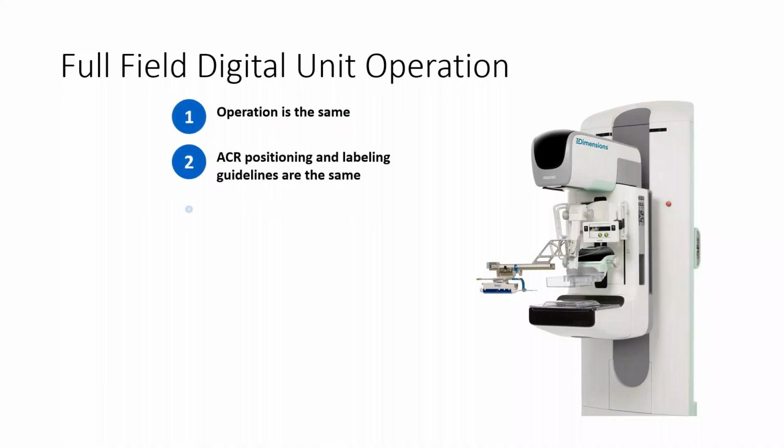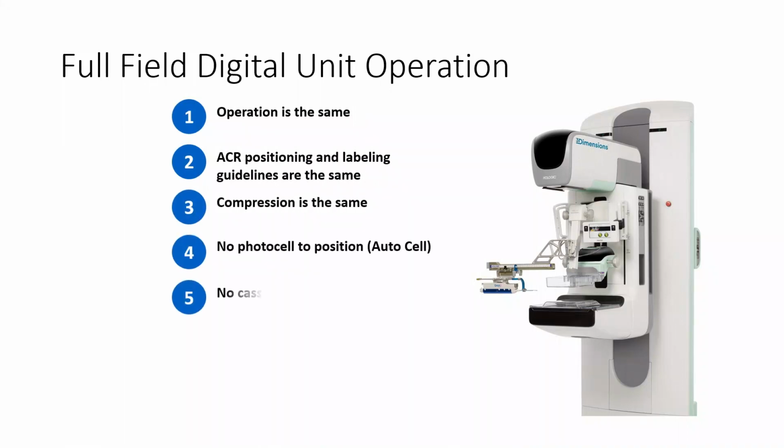Now let's take a look at the different components of a full field digital unit and its operation. The operation is the same. The ACR positioning and labeling guidelines are the same. The compression is the same. There is no photocell to position. It has autocell. And there are no cassettes to load into the bucky. And there's no leaving the room. So a full field digital unit does differ from the traditional film screen unit.